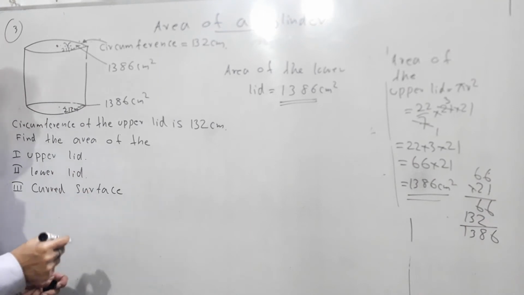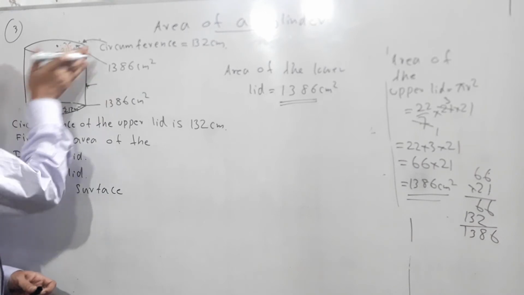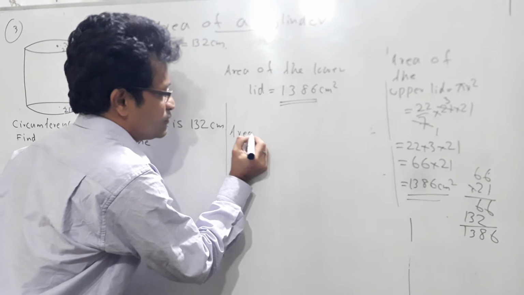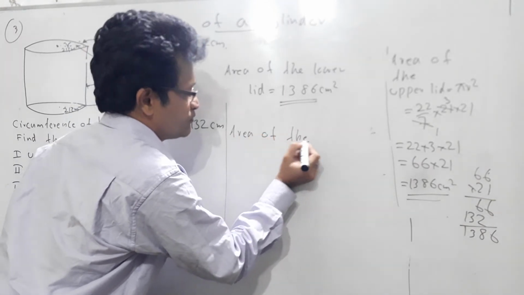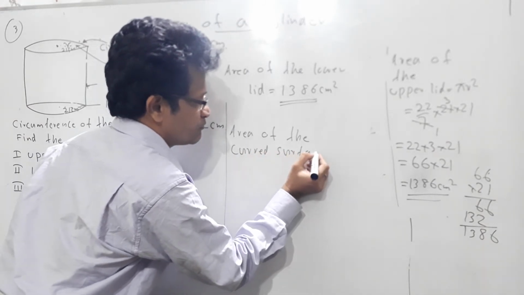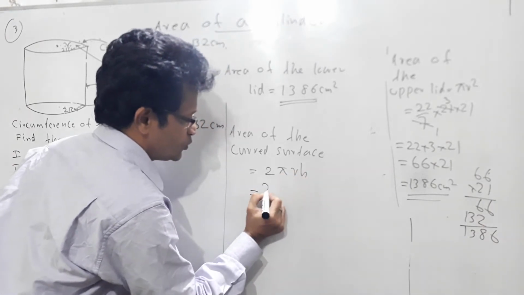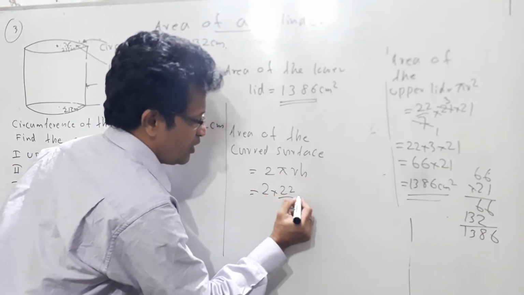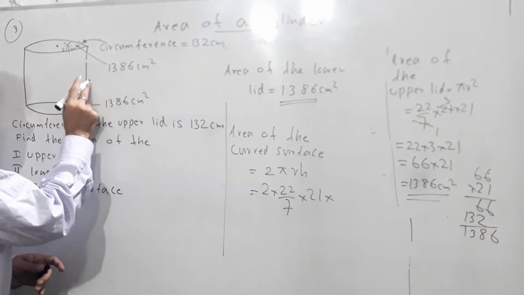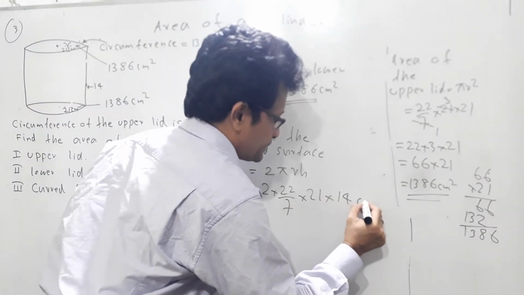Now they ask find the area of the curved surface. Curved surface means this one. Okay, this area round. So we can write area of the curved surface equal to 2 pi r h. So 2 pi means 22 over 7, r equal to 21. h is not given. We will take h equal 14 centimeter.